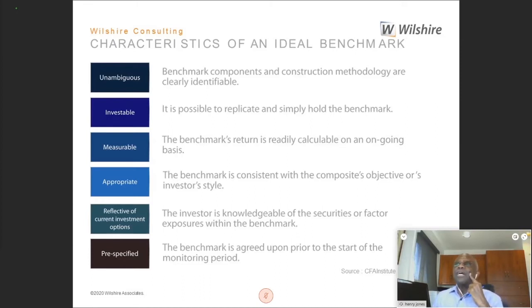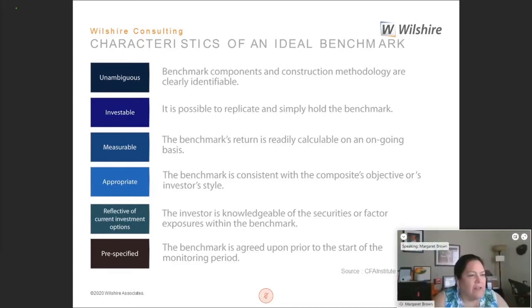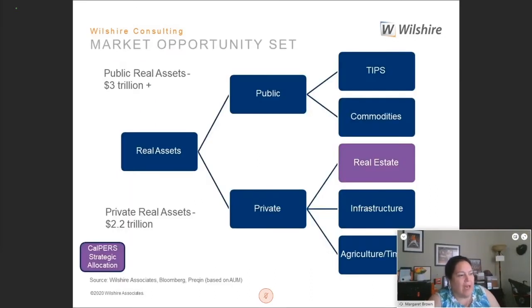Okay. Then we do have a question. Do we have a question from Ms. Brown on this slide? Yes. And actually, I wanted to go back to just a quick question on slide 8 on TIPS. I just wanted to know why those inflation protected securities are in real assets instead of fixed income.